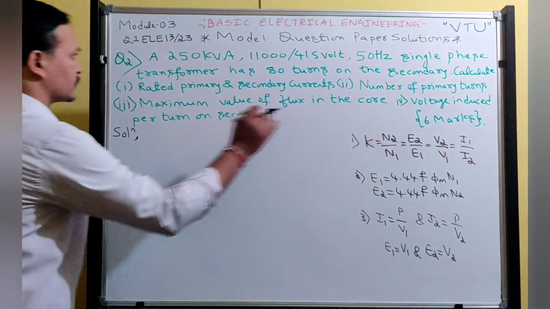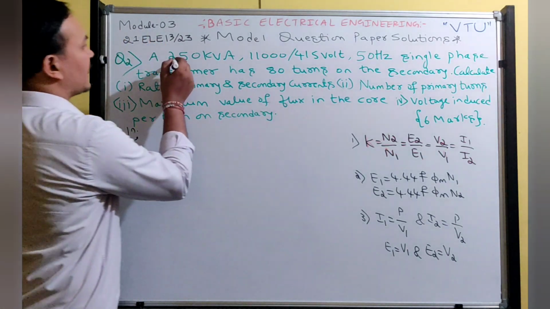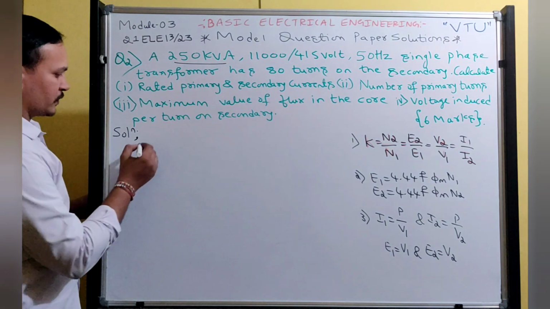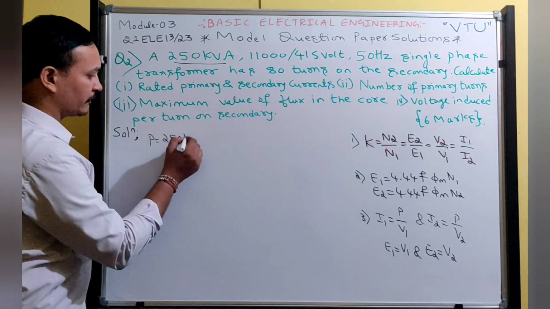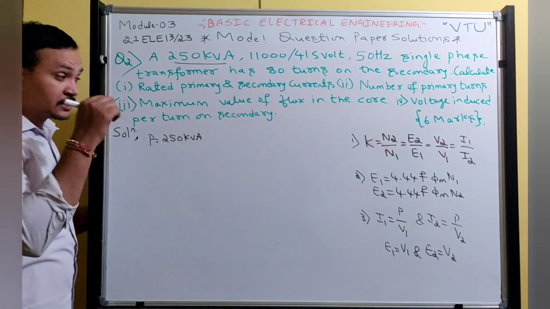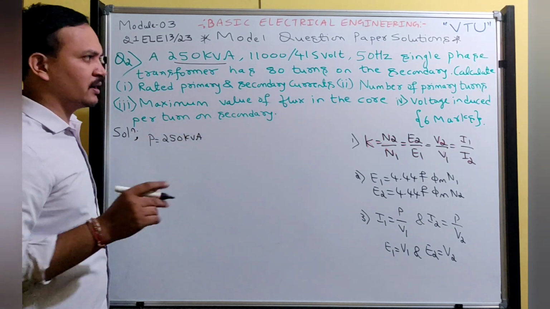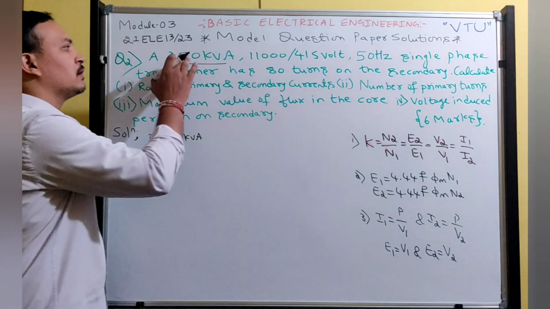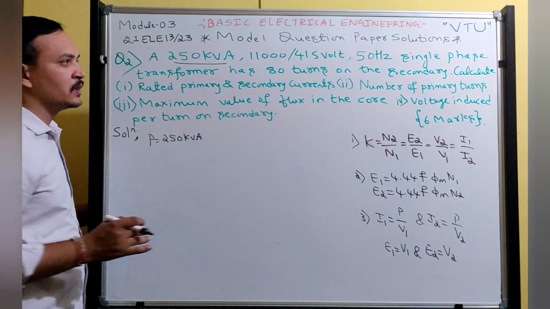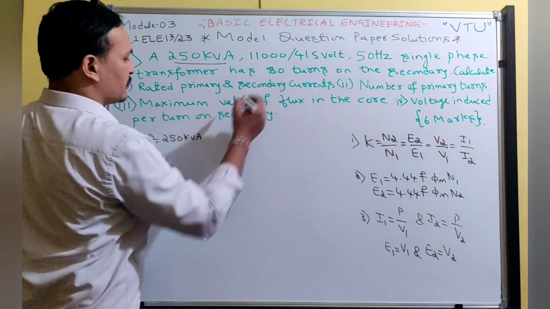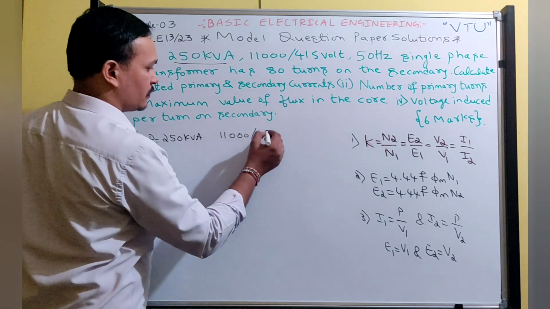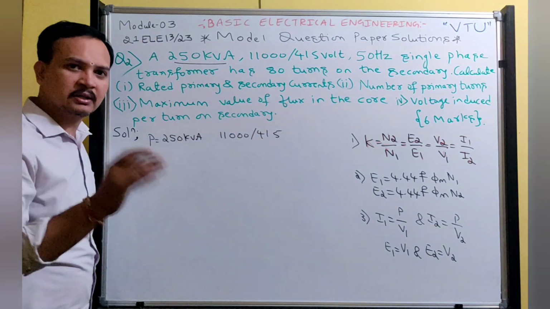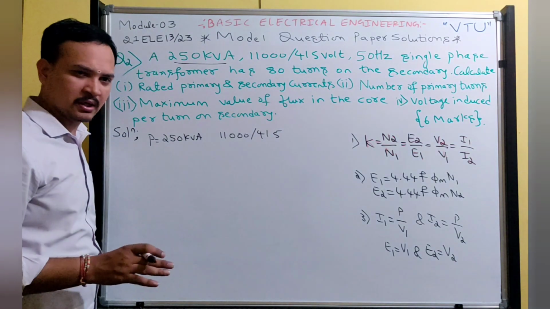Okay, let me solve this. So they have given the rating of the transformer. They have given the power rating of the transformer. How much? 250 kVA. Guys, this type of problems are very important. They can ask the same problem only by changing the data. See, now they have given some ratings here: 11,000 slash 415 volt. Whatever they gave in the question.